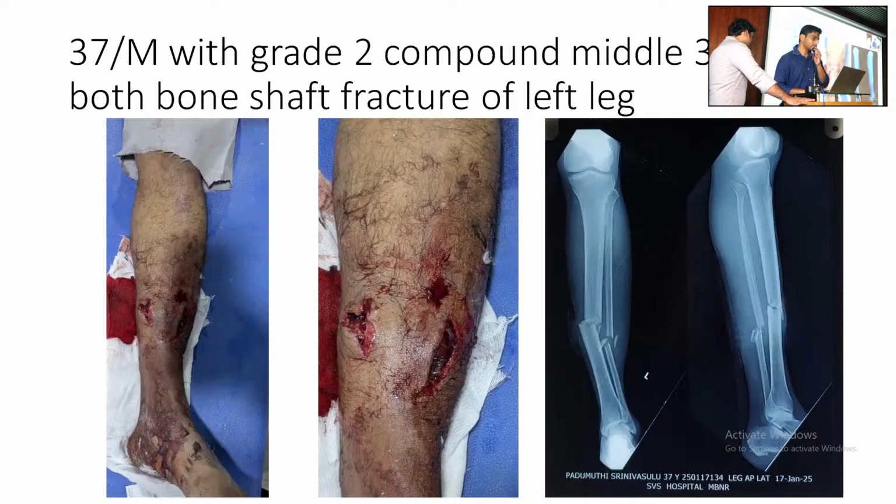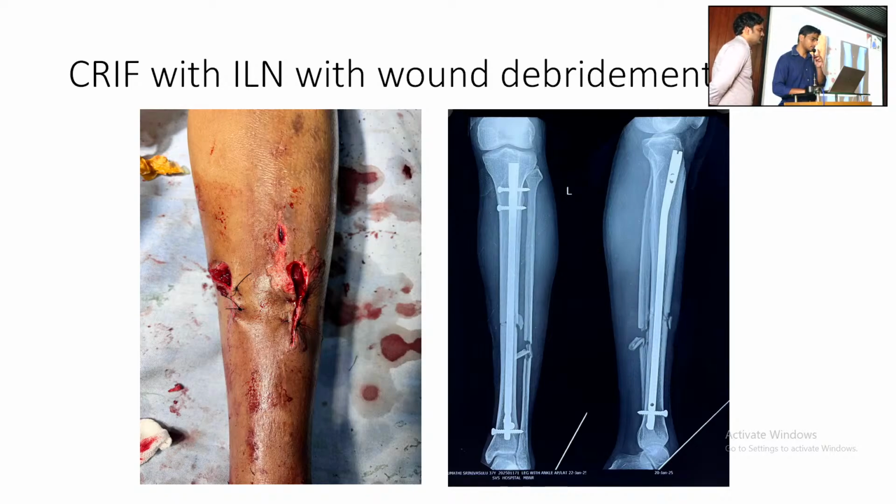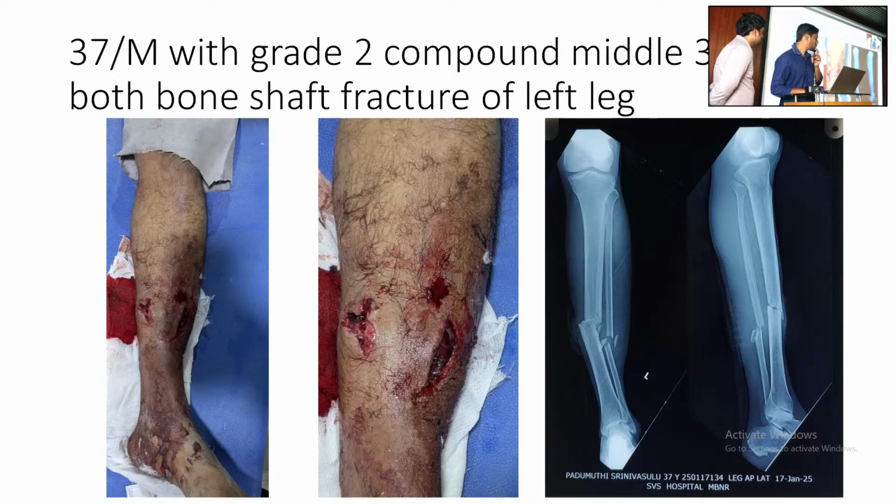This is a 37-year-old male with a grade 2 compound middle third shaft fracture of both bones of left leg. We have done closed reduction and fixation with ILN along with wound debridement. What was the nature of the injury? This is a mangled extremity: run over by an object, crushed between two hard objects and then twisted. Mangled limb, okay, sir.